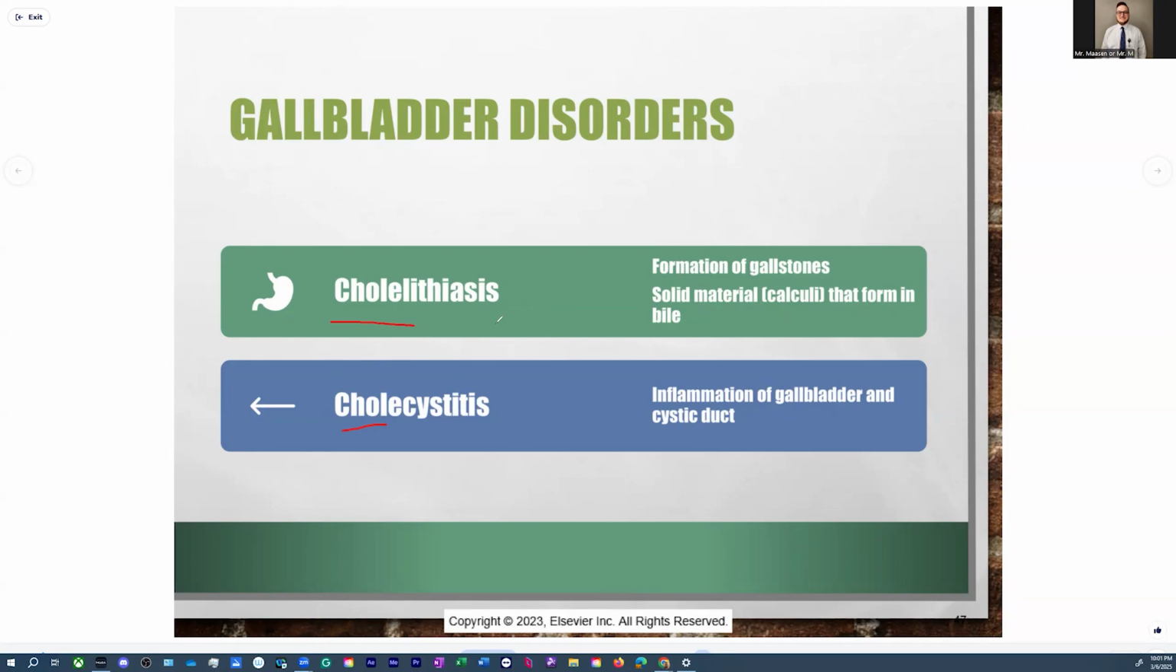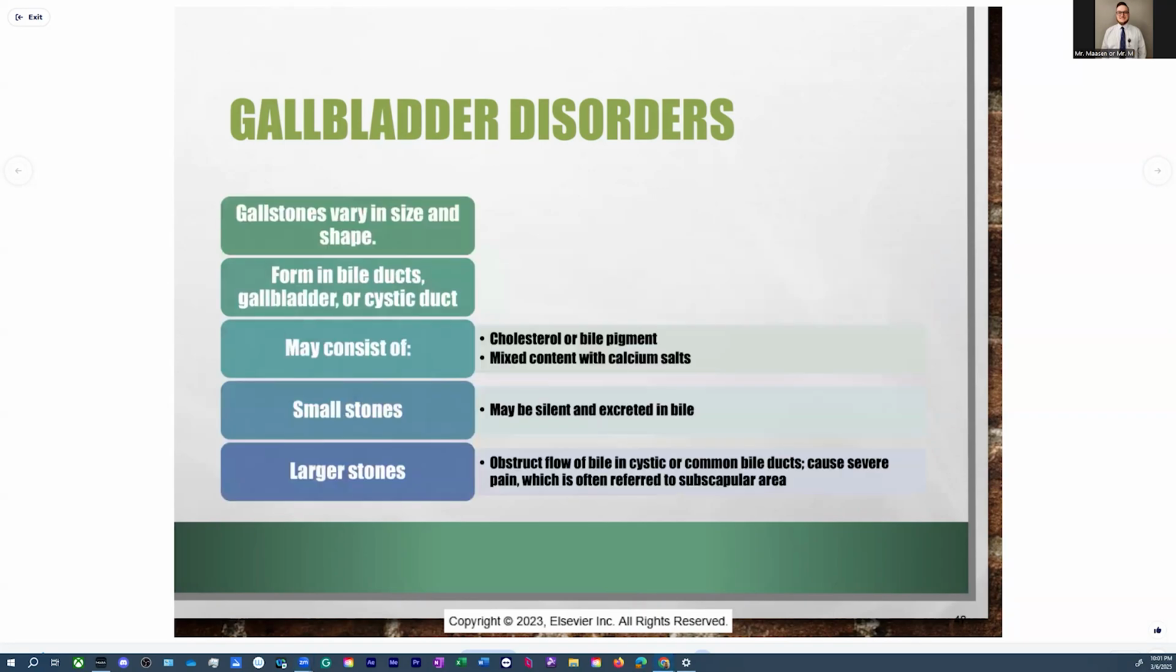You've seen lithiasis, that's stone formation. Remember that with kidneys. You've seen itis before, that's inflammation or infection. So cholelithiasis and cholecystitis are inflammation, infection, or stone development. Again, the main function is to store and concentrate that bile made by the liver and then release it into the duodenum. So with cholelithiasis, gallstones can develop.